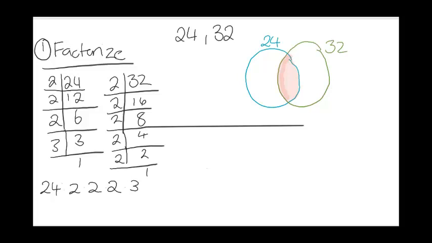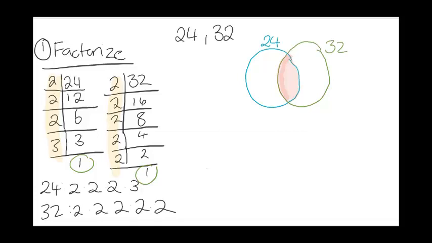So remember, our objective is to end with the number 1 here at the bottom. That's the end goal. But we now know that our factors are the numbers over here on the left hand side. So let's write our factors for 32. The factors for 32 are 2 times 2 times 2 times 2 times 2, five 2's. Right. The next thing I want to see is which numbers are shared.